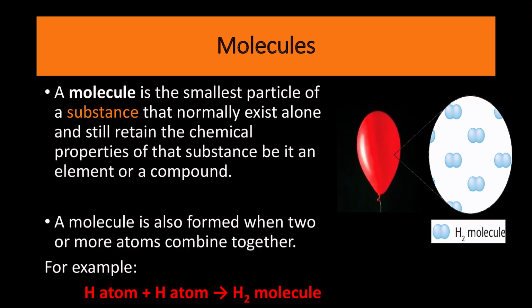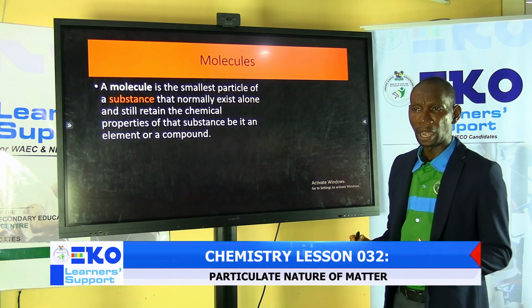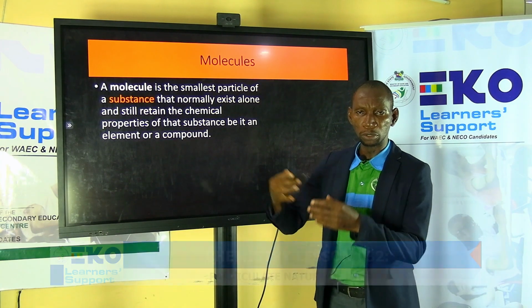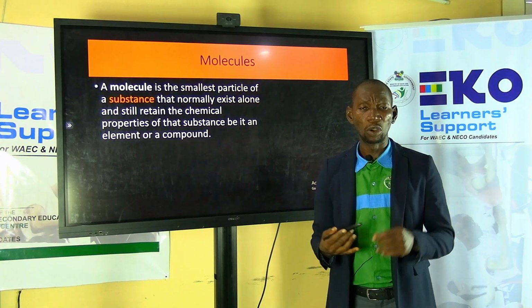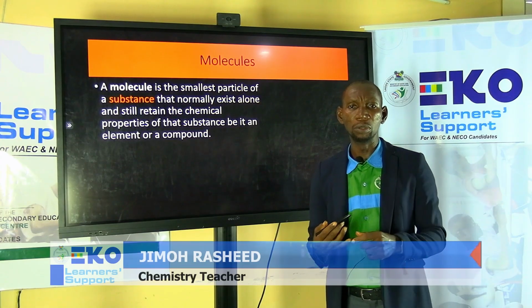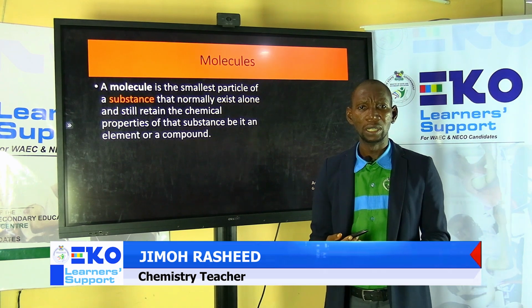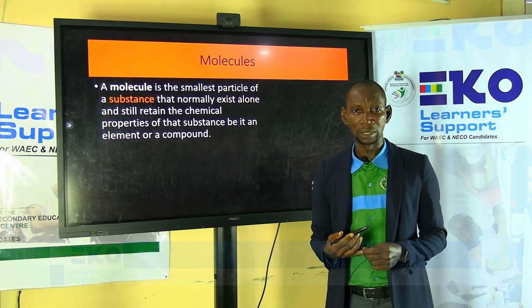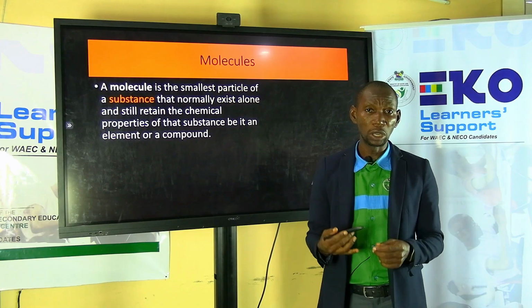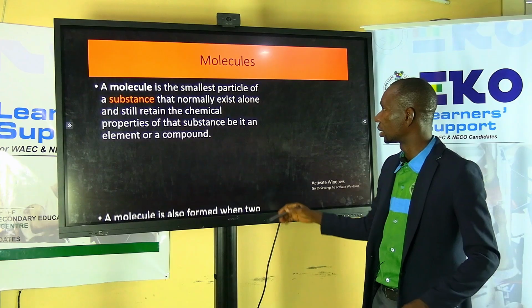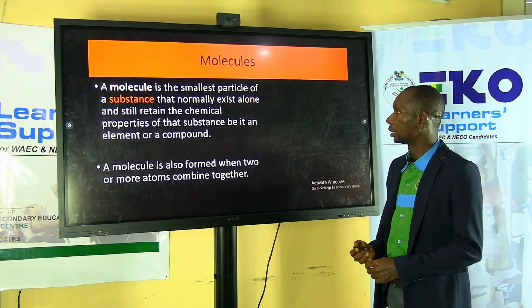A molecule, like I said, is the smallest part of a substance that normally exists alone. For example, if you have a slice of bread and you break it into 2, and the 2 into 2, and you continue dividing it until you have a piece which you can no longer divide, that piece is a molecule. Why? Because the bread is not an element. But if it is an element like sodium, the smallest part of it is an atom. That is the thin line difference between a molecule and an atom.